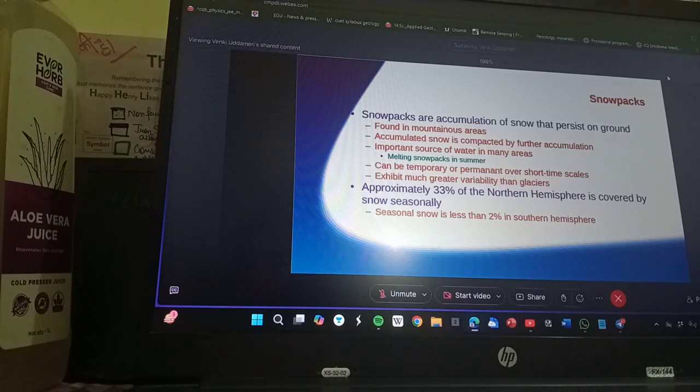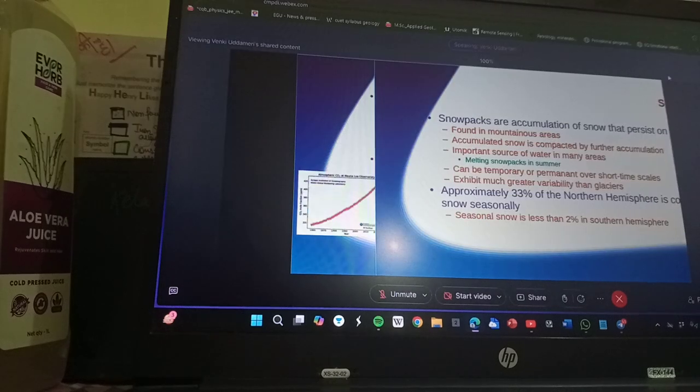About 33% of the northern hemisphere is covered with snow seasonally. Of course, if you go to the southern hemisphere, things do change quite rapidly. It's only about 2% or so, nonetheless important.